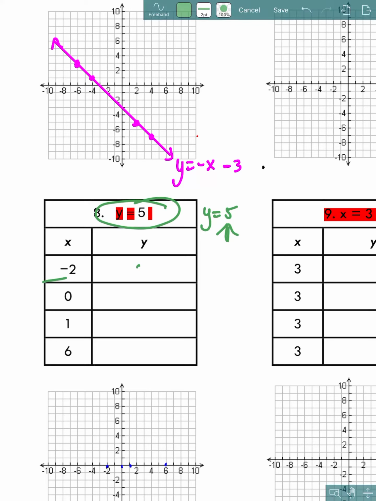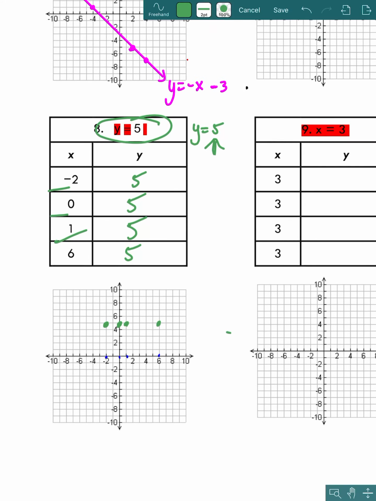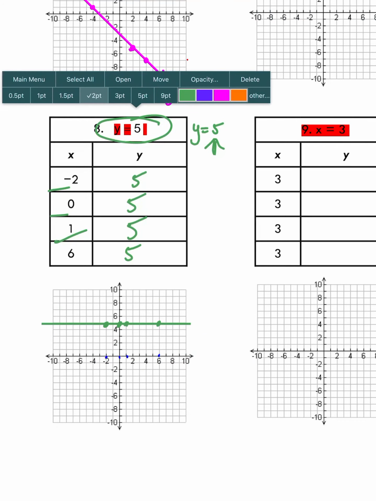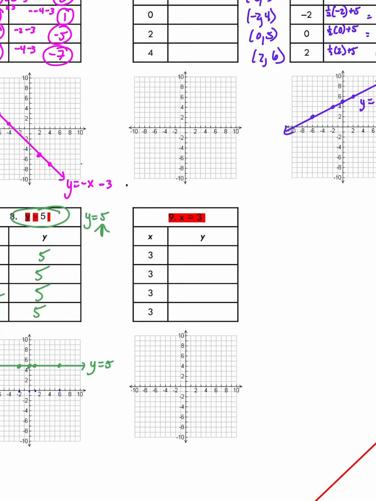So if x is negative 2, y is 5. If x is 0, y is 5. If x is 1, y is 5. If x is 6, y is 5. So let's go to negative 2 and then look up at 5. It's going to be right here. And if x is 0, y is 5. And if x is 1, y is 5. And if x is 6, y is 5. So what we have here is a horizontal line where y equals 5. That's it.